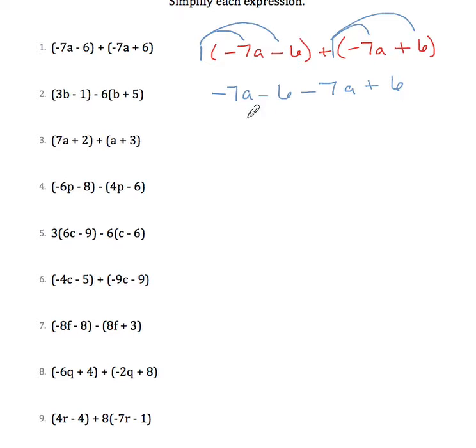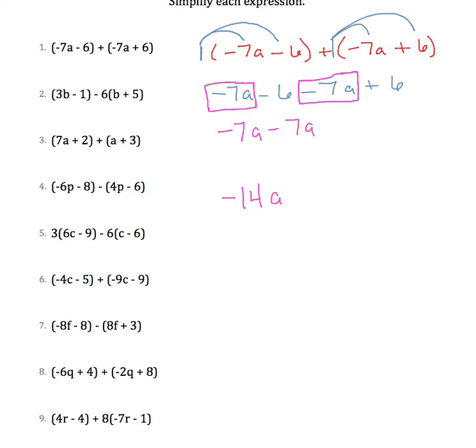So now what I want to do is collect my like terms. Notice here I have a negative 7a, and then I have another term that's got a variable with it, and that's another negative 7a. And remember, the sign that's in front of the term is sort of married to it. You got to keep it together, all right? So let's do negative 7a minus 7a. Well, negative 7 minus 7 is negative 14. So therefore, I have negative 14a.